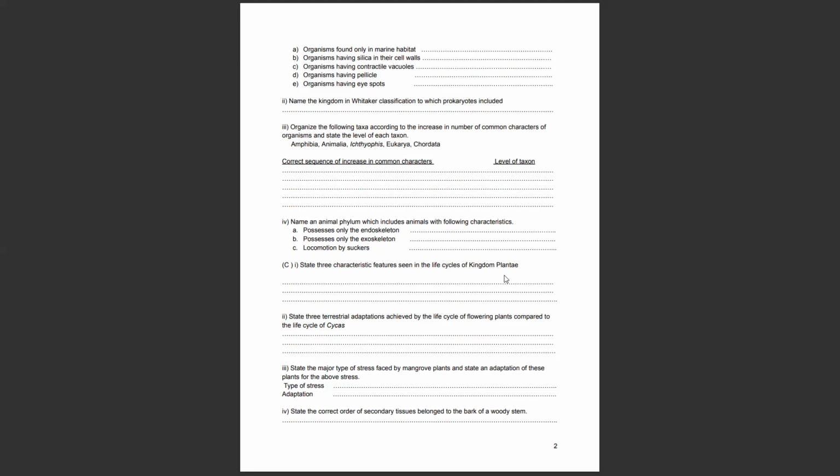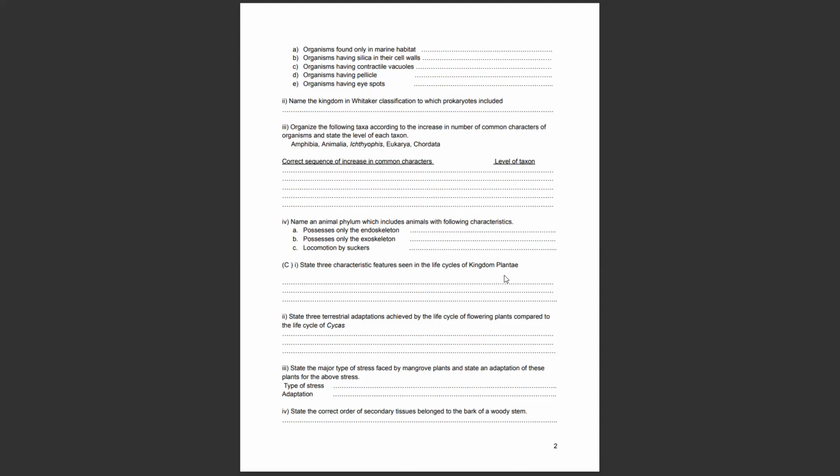Name the kingdom in Whittaker classification to which prokaryotes included. Monera. One mark. Roman number 3, organize the following taxa according to the increasing number of common characters of organisms and state the level of each taxon. Amphibia, Animalia, Ichthyophis, Eukarya, Chordata. What is the correct sequence of increasing common characteristics of organisms, right?